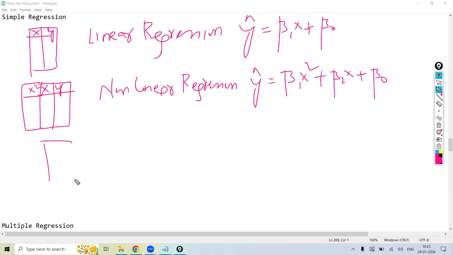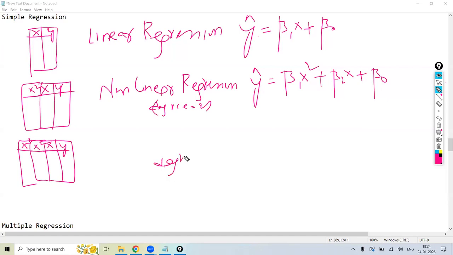Now, same data set, they will give only x and y, but this time we are going to create one more column called x square along with x cube. So here this is degree 2 only. Now we are going to move on to degree 3. When degree 3 is selected, how many input columns are there? 3 input columns. So the equation becomes beta 1 x cube plus beta 2 x square plus beta 3 x plus beta naught.